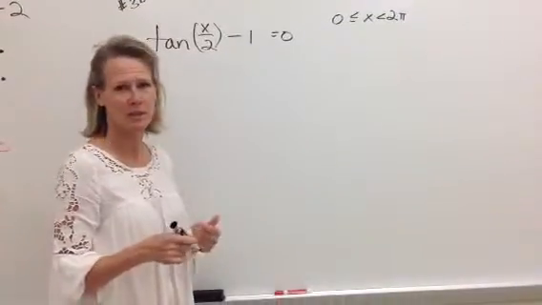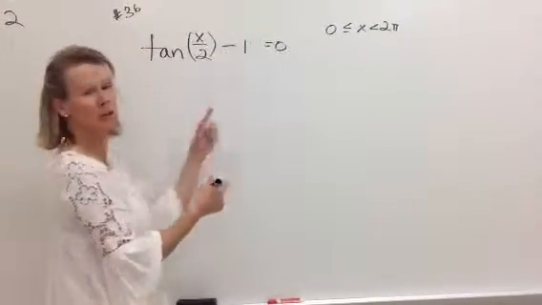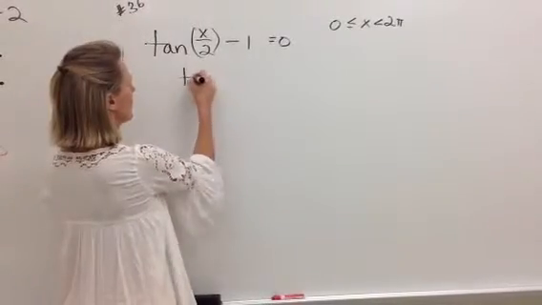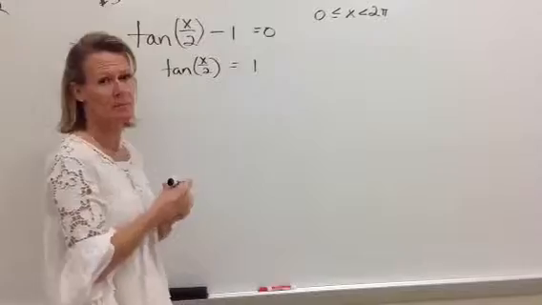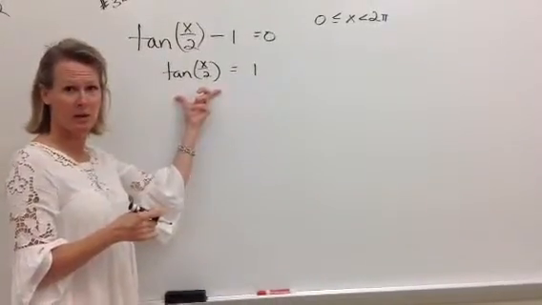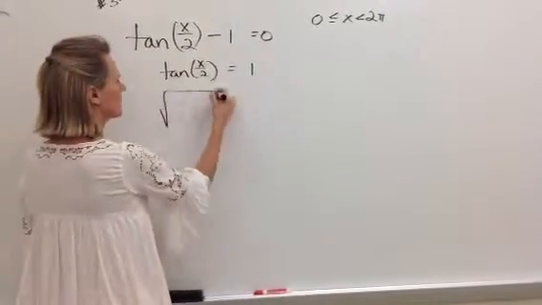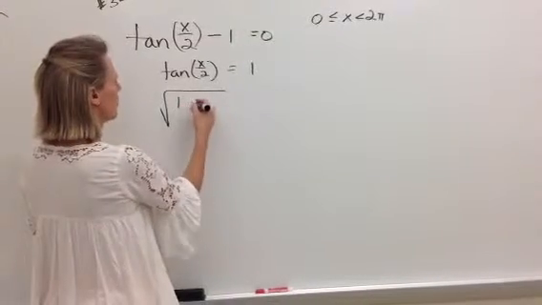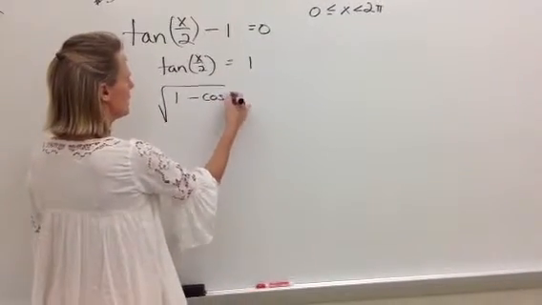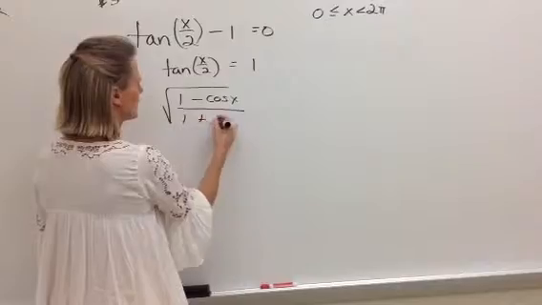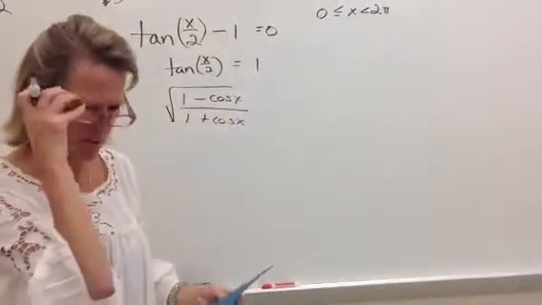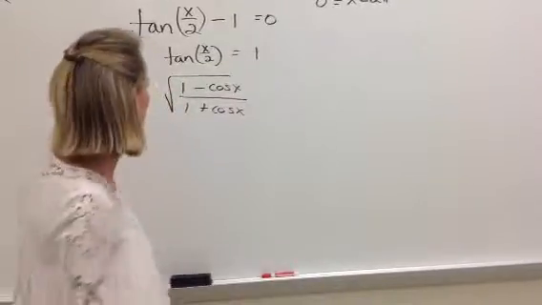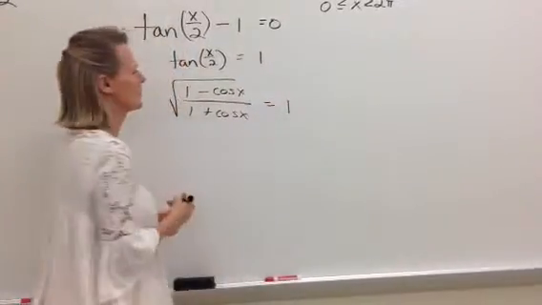So this is number 36 from your book. The first thing I'm going to do is move the 1 to the other side. So I get tangent of x over 2 equals positive 1. Now this is an identity that we know, and this identity comes from our blue sheet, and it's the square root of 1 minus cosine of x over 1 plus cosine of x. Let me check that, make sure I have it right. Yes. All right, and it equals 1.